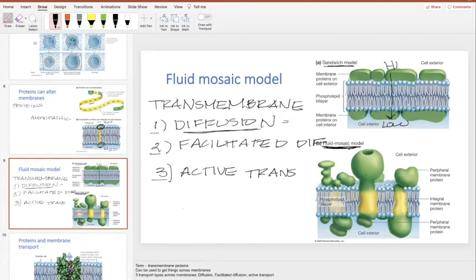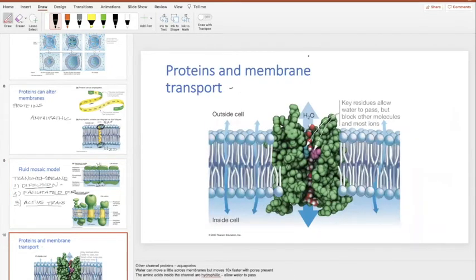But there's a whole lot of molecules that we need to make our cells function that can't get across this phospholipid bilayer. And so what we're going to have to do is insert some proteins into the cell membrane to allow those molecules to cross. And in doing so, we're going to have 2 different transport mechanisms that use these proteins. One's going to be facilitated diffusion, and one's going to be active transport. Now let's take a look at facilitated diffusion.